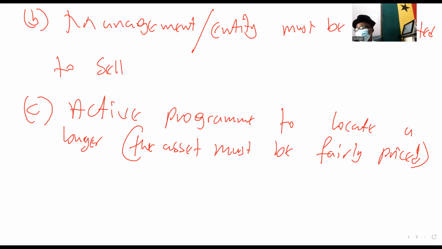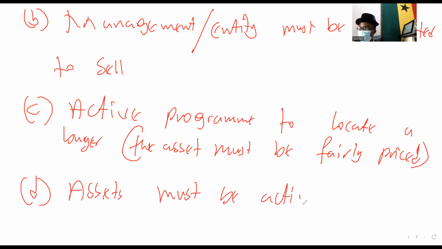And then the asset must be actively marketed for sale, at a reasonable price. So take notice in relation to its current, that's the fair price I told you about. So that's all. So here the assets must be actively marketed. You see, marketing groups. Yes, so the marketing of the asset for sale.